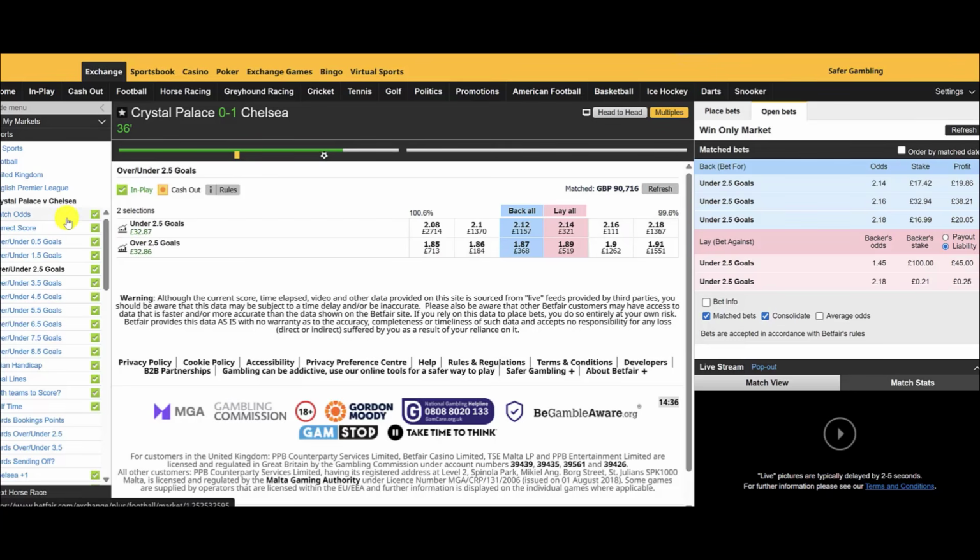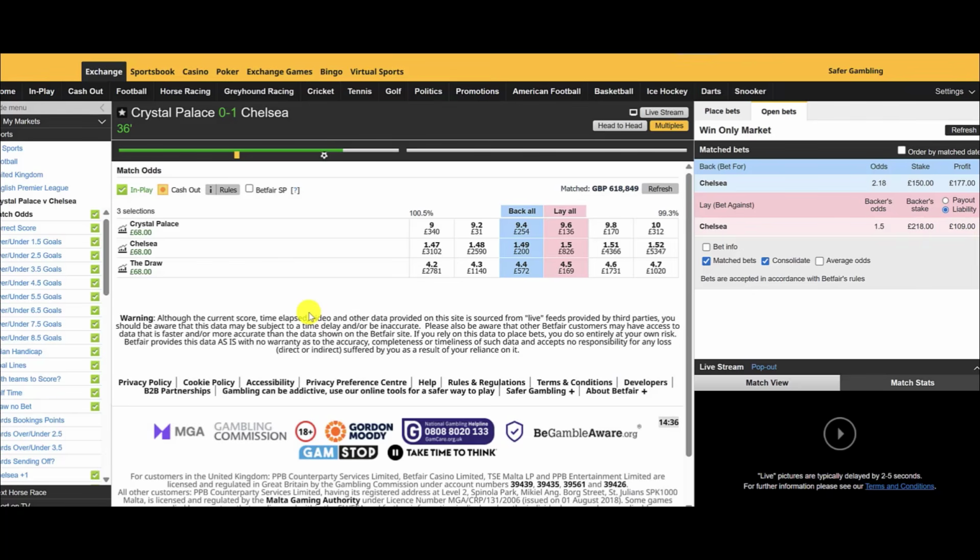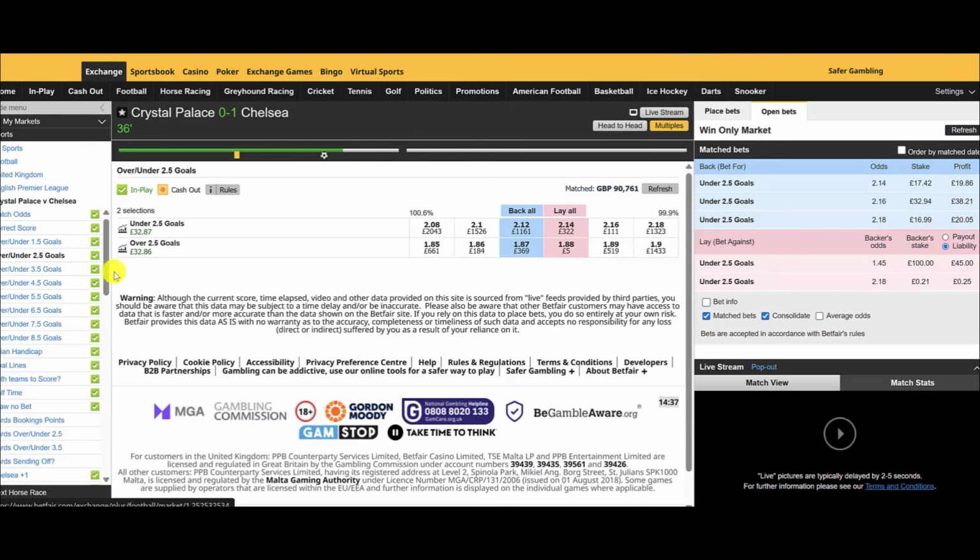But anyway, it worked out good because Chelsea took the lead and we've got it all locked in. £68 on the match odds market, £32 on the over and under 2.5 goals market. So it's £100 altogether. We're out. Crystal Palace 0, Chelsea 1.